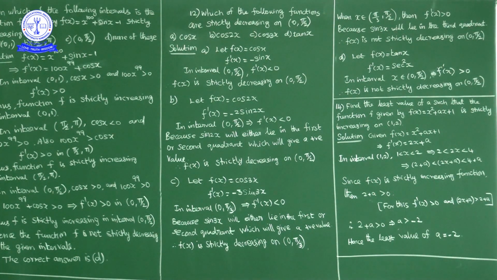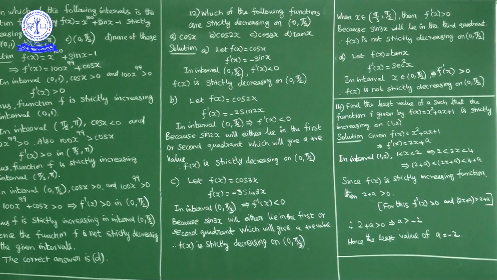In the third quadrant sin is negative, so sin 3x is negative. Negative multiplied by minus 3, negative into negative is what? Positive. So f dash of x is greater than 0 in the interval pi by 3 to pi by 2. So in the interval pi by 3 to pi by 2, f of x is a strictly increasing function.